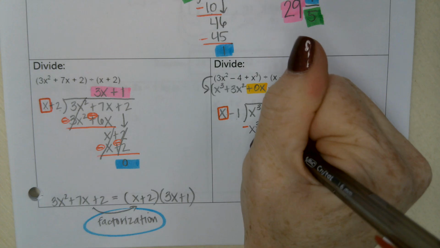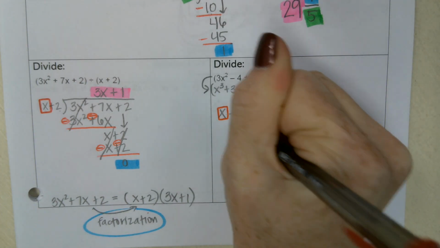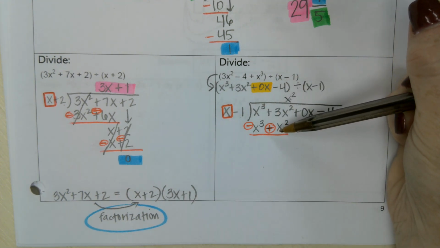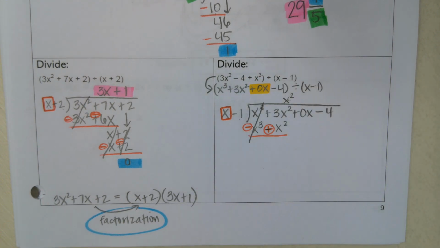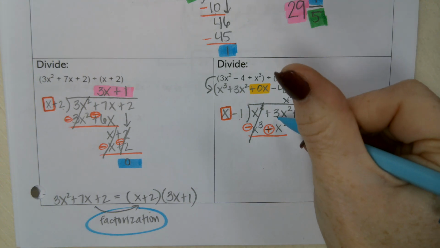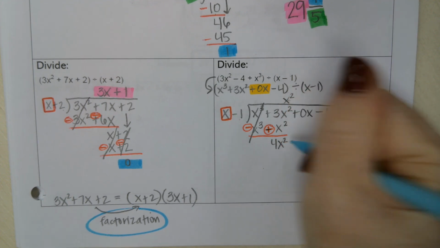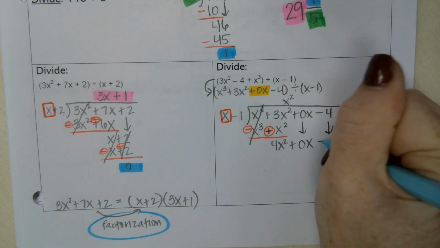Now, I'm going to subtract, but when I subtract a negative, it changes my signs, y'all. So this negative x squared becomes a plus x squared. Here we go. X cubes cancel out. What is 3x squared plus x squared? 4x squared. Then I'm going to bring everything else down. I want to keep everything on one level.